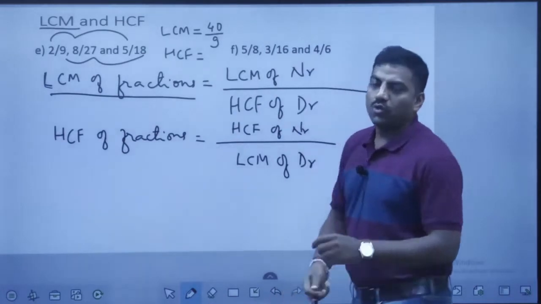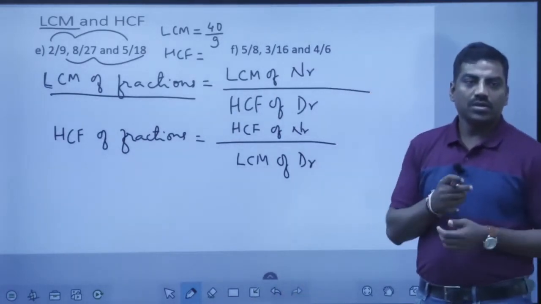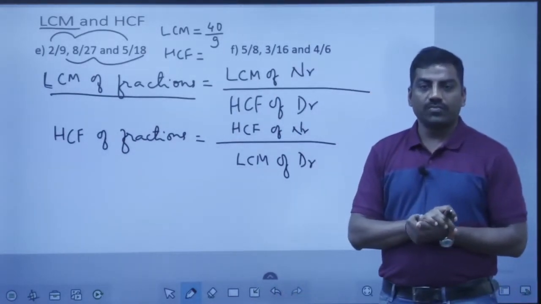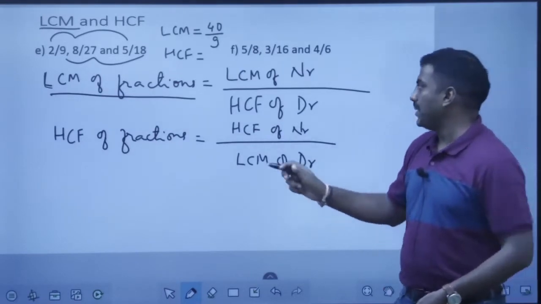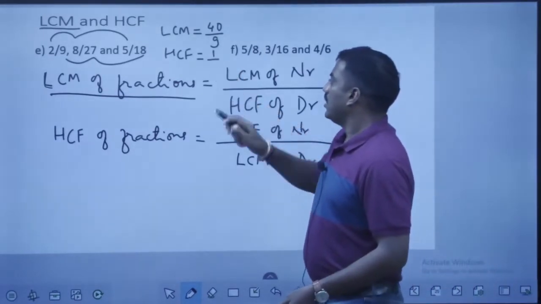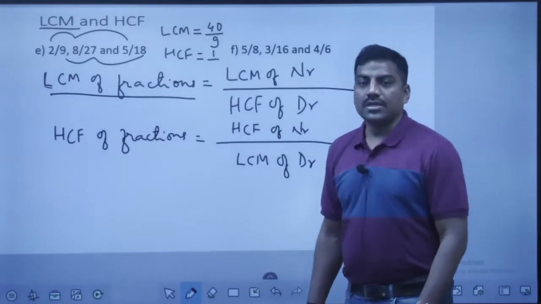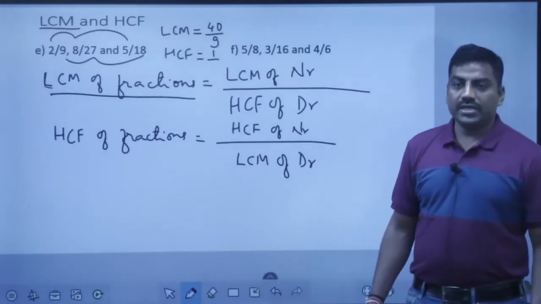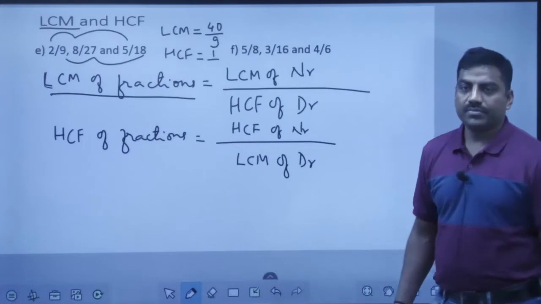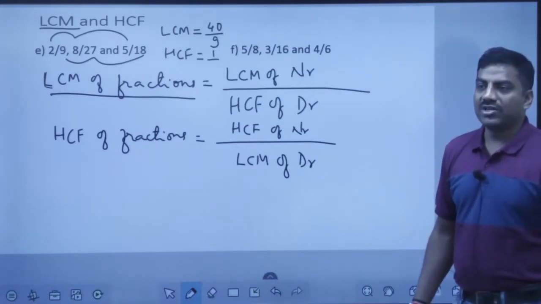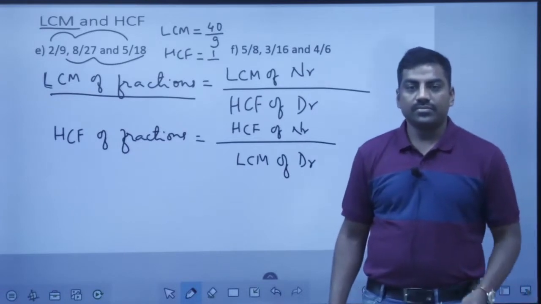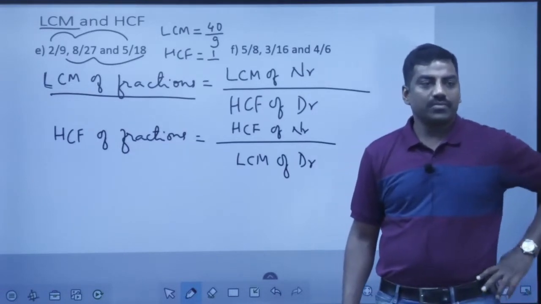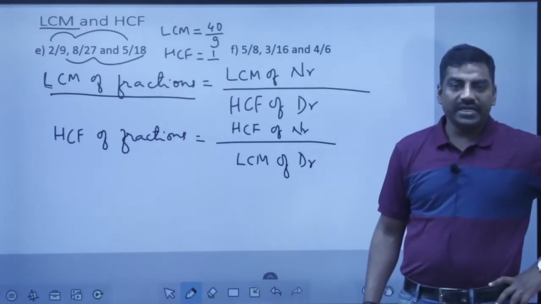What is the HCF of 2, 8 and 5? Do you have any number which can divide all the given numbers? No. Simple. 1 divided by the LCM of denominator. LCM of denominator. 9, 27 and 18. Quick.